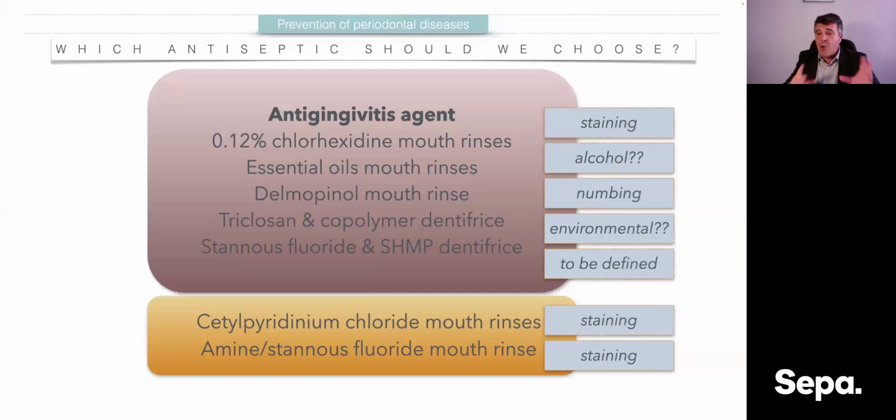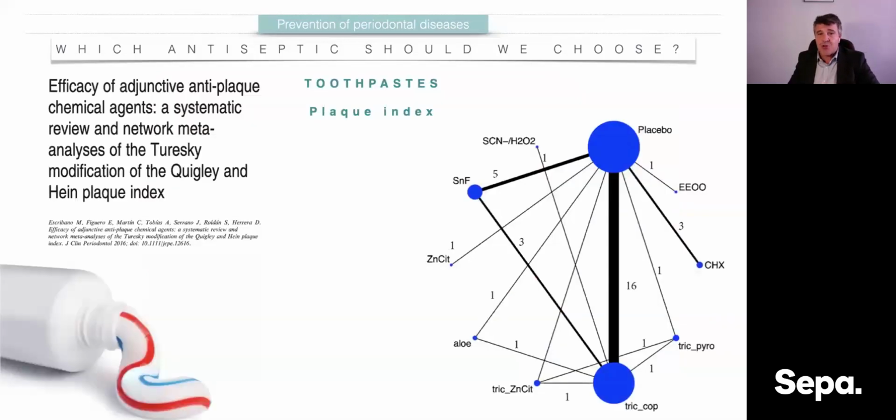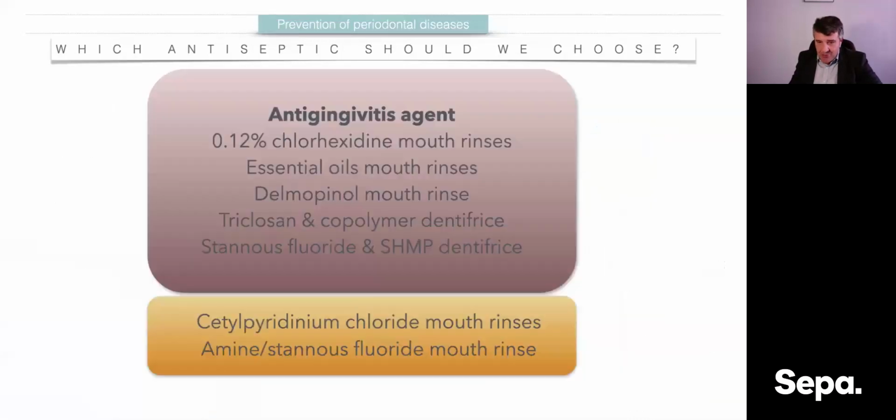So there's one reason to select the agent, which could be the adverse events, but there are other reasons, and one of them would be efficacy. When we try to compare these agents in terms of efficacy, it's very difficult because we have very limited information in terms of direct comparison. So we would like to know if chlorhexidine is better than essential oils or than triclosan and copolymer, but there are very few studies with direct comparison between products.